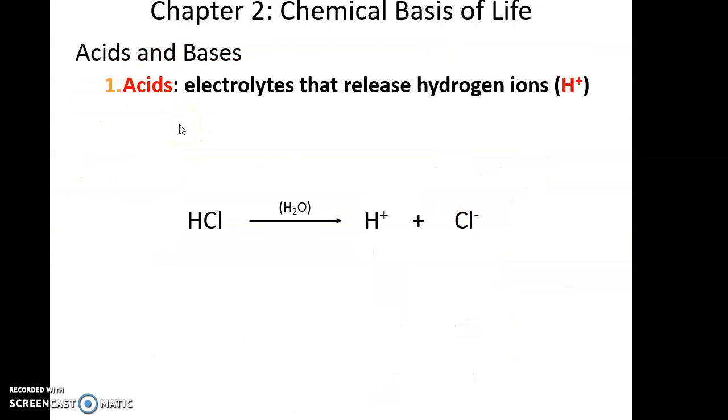All right, acids and bases. Well, an acid is an electrolyte that releases hydrogen ions. So acids and bases are electrolytes. Acids release the ion hydrogen. So, for instance, hydrochloric acid, when put in water, will release hydrogen ions and chlorine ions. So it is an acid.